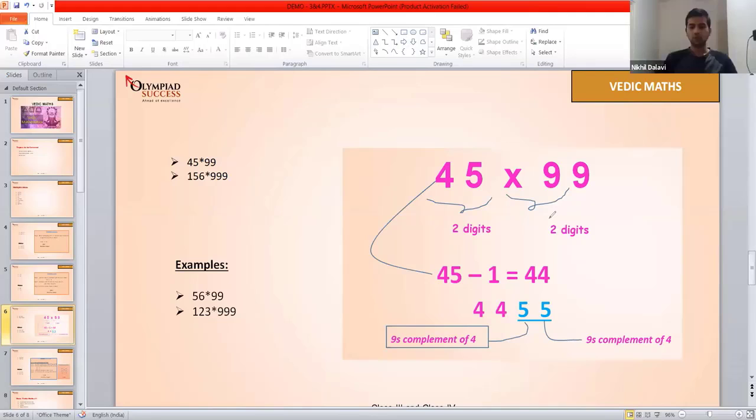So now, can you solve a problem? Can you solve 156 times 99 and 123 times 99? I want the right answer from everyone.